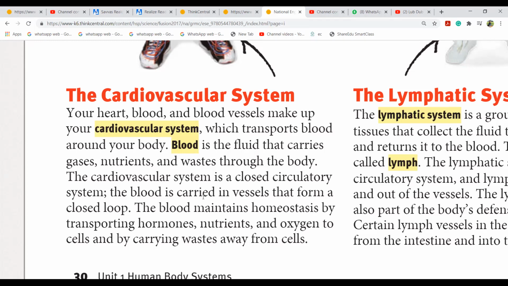The cardiovascular system, yes, Watin, continue. The cardiovascular system is a closed circulatory system. The blood is carried in vessels that form a closed loop. Girls, now why do I call this a closed loop? I'll tell you. When I say it's a closed circulatory system, if it's open, the blood will come out of my body. That's why it's closed. The blood is carried in vessels. So the blood has very, very small pipes. Those are blood vessels that form a closed loop. Okay, I'm going to explain more about blood vessels later.